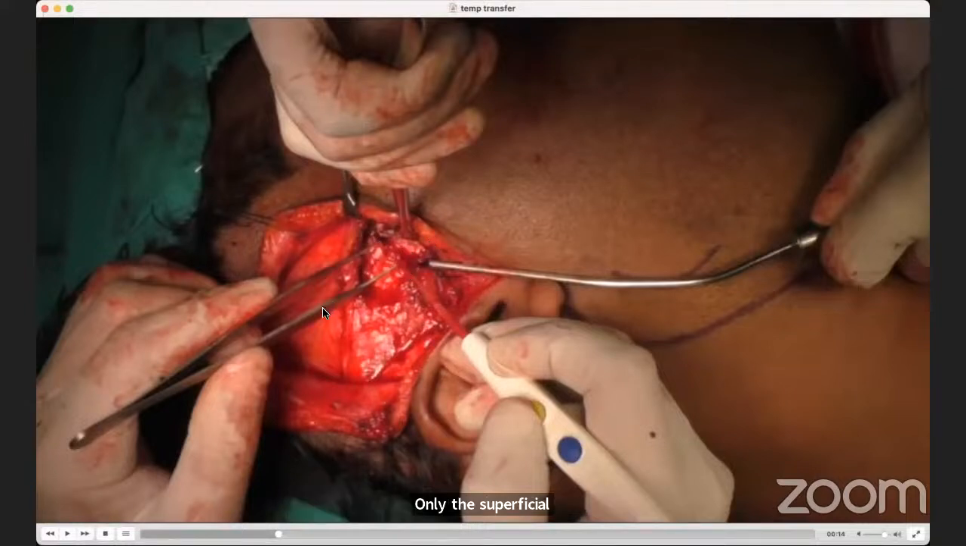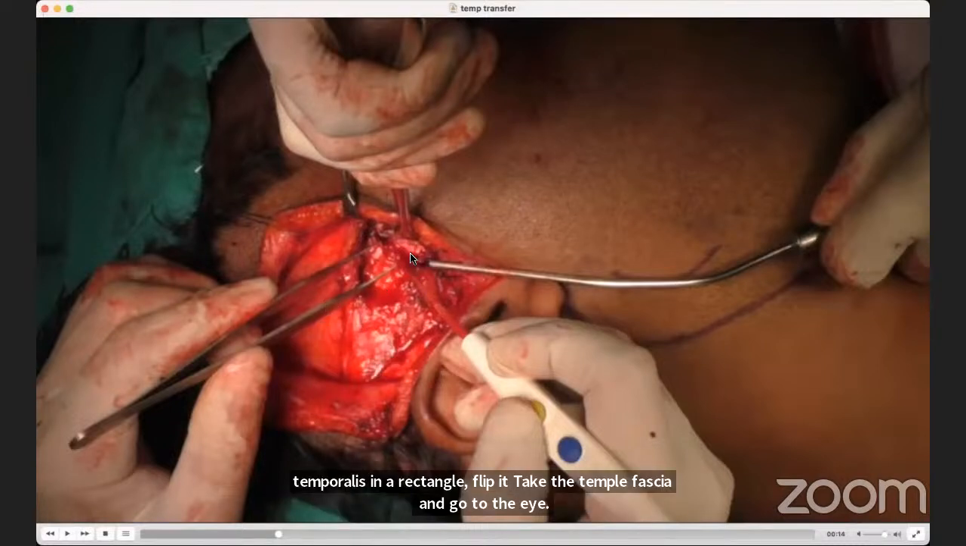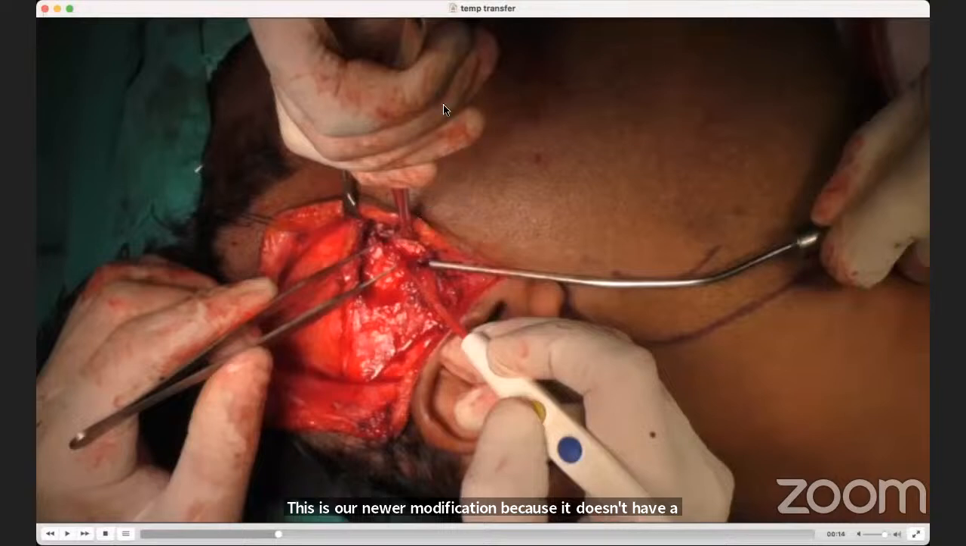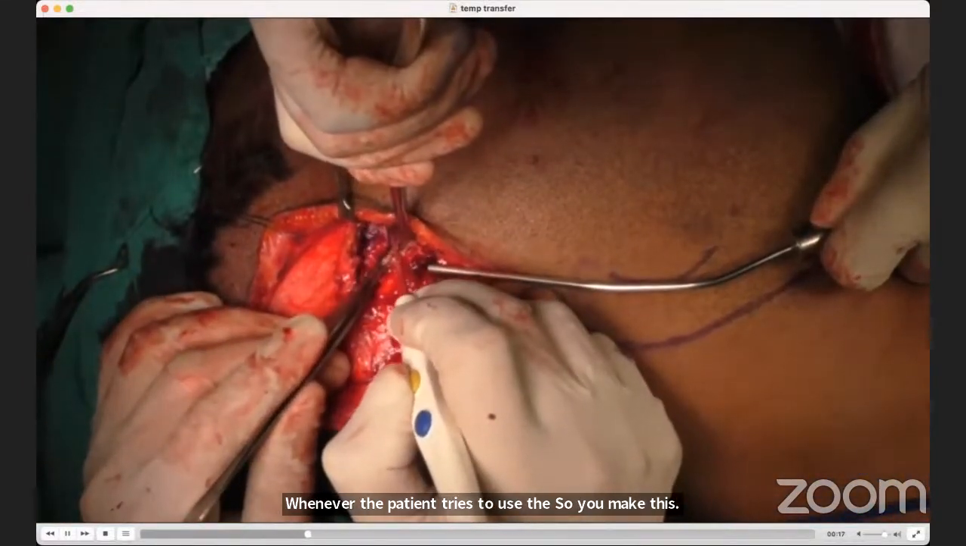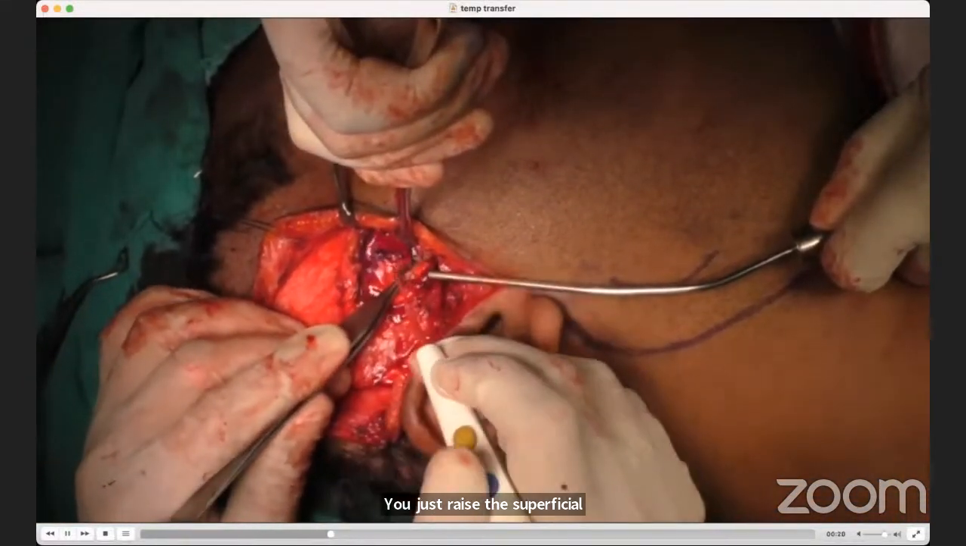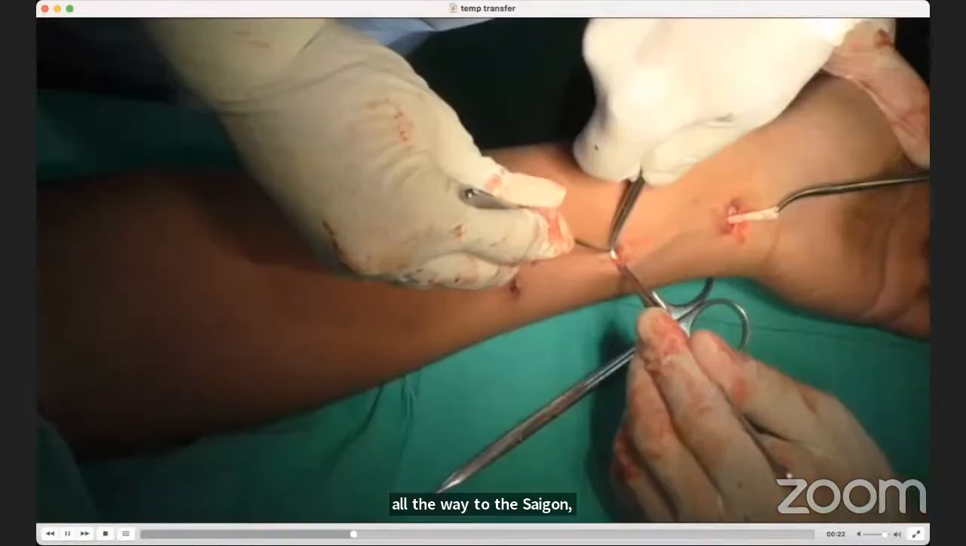This is completely different from the previous video where I showed that you cut the temporalis in a rectangle, flip it, take the temporal fascia and go to the eye. This is our newer modification because it doesn't have a hollow, and it's along the vector of the temporalis contraction, and it doesn't form a bulge here in the lateral canthus whenever the patient tries to use the temporalis. So you just raise the superficial fibers of the temporalis. Don't go all the way to the zygoma, just the superficial fibers.